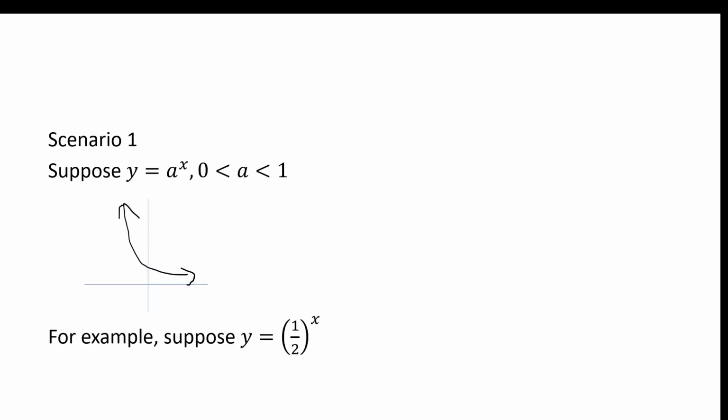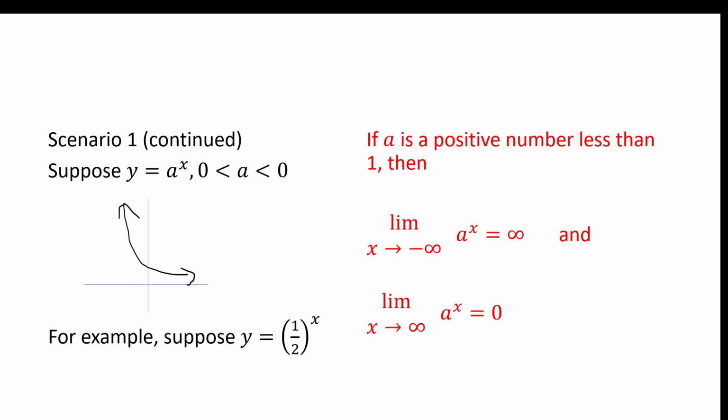So in this first scenario, imagine we're graphing the curve y equals a to the x, and a is a positive number less than 1. So for example, y equals 1/2 to the x. We know the graph looks roughly like that, and we can tell intuitively that the limit as x goes to negative infinity of that function is equal to positive infinity, and we can tell the limit as x goes to infinity of that function is equal to 0. The y coordinate is going to get infinitely close to 0 as we move infinitely far to the right.